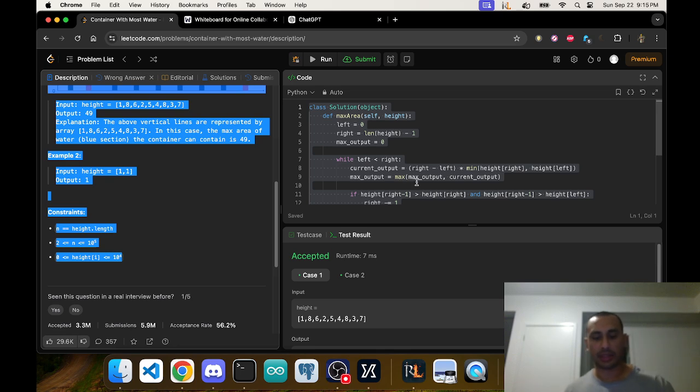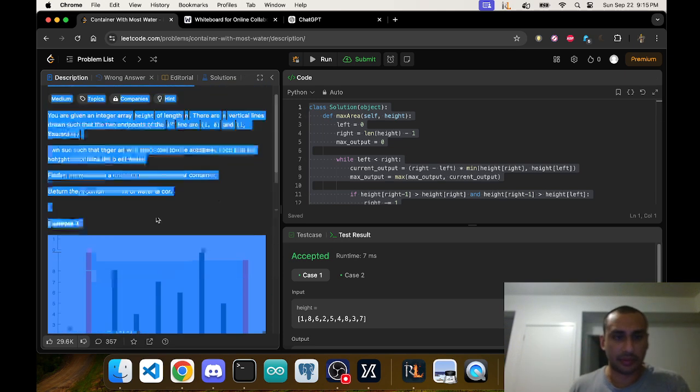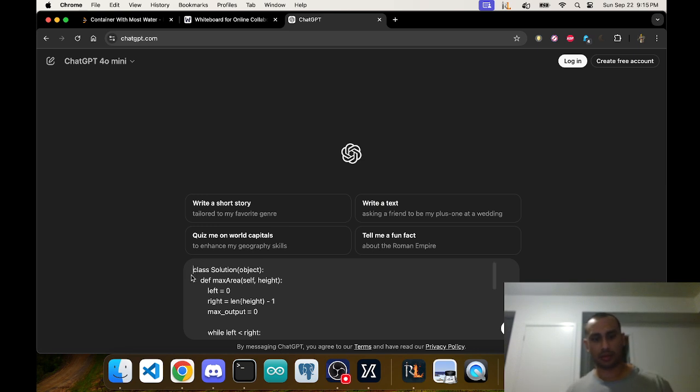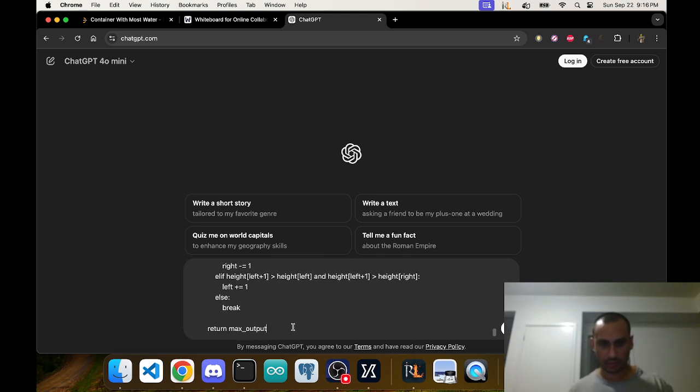Oh, it doesn't take into account the zeros too, so it's fine. If the height is 0, then that would be an edge case only for one of them. But let's try it here. Instructions: fix my code.